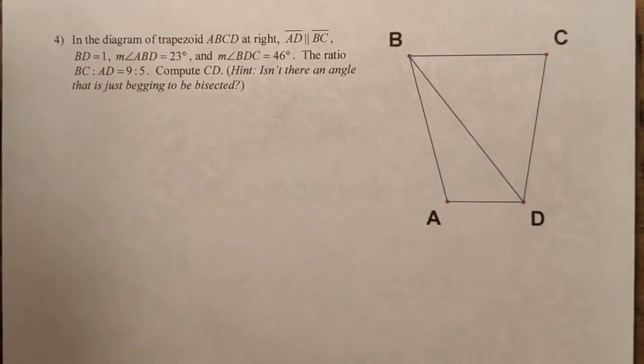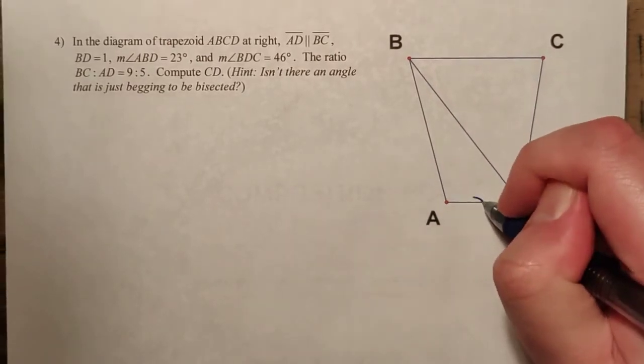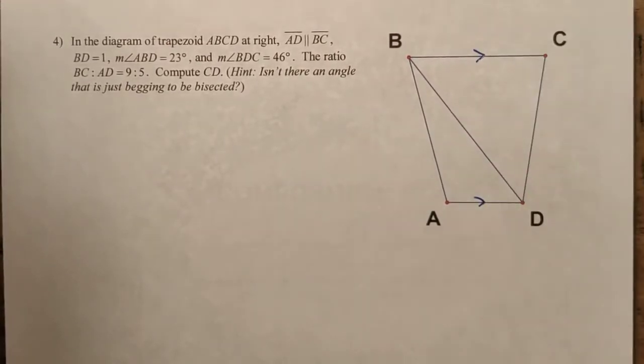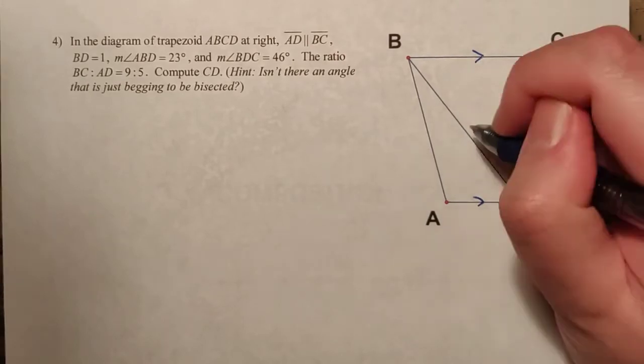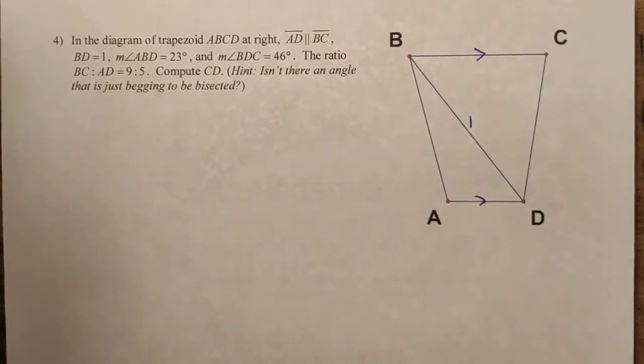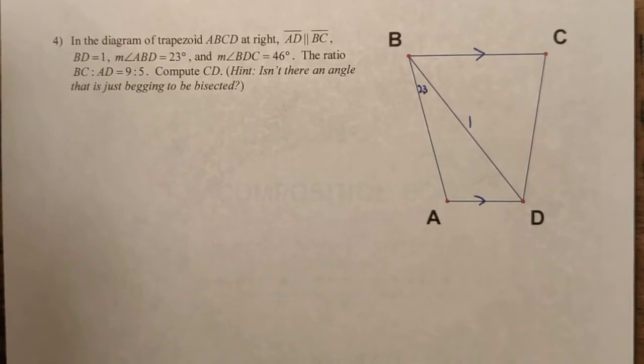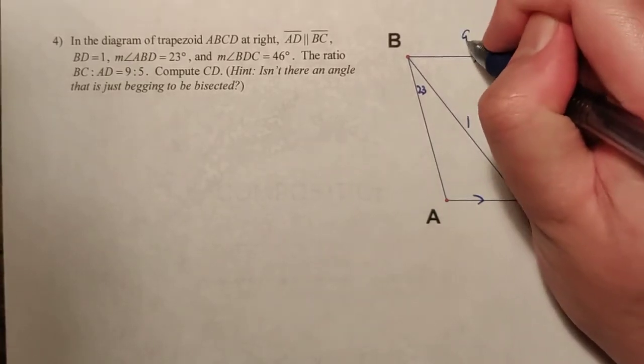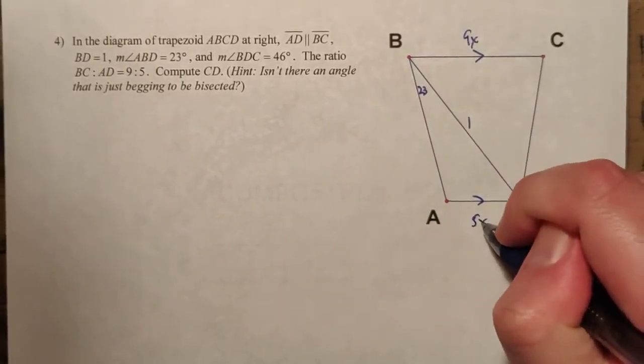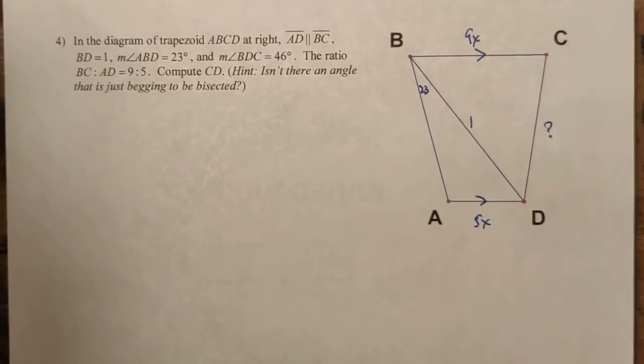Okay, so we have a trapezoid, ABCD. AD is parallel to BC. Okay, so I'm going to label it. Here's AD and BC being parallel. BD is 1, all right. ABD is 23 degrees, interesting. And BDC is 46. Okay. The ratio BC to AD is 9 to 5. Compute CD. So I'm going to write this as 9x, and I'm going to write this as 5x. And our goal is to calculate the length of CD.